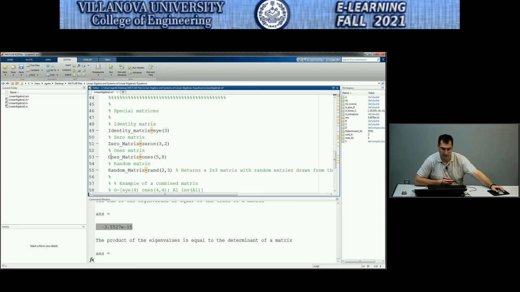Matrix of ones, matrix whose entries are equal to 1. It's done through the command ones. For example, here I'm saying 5 by 8 matrix of ones.